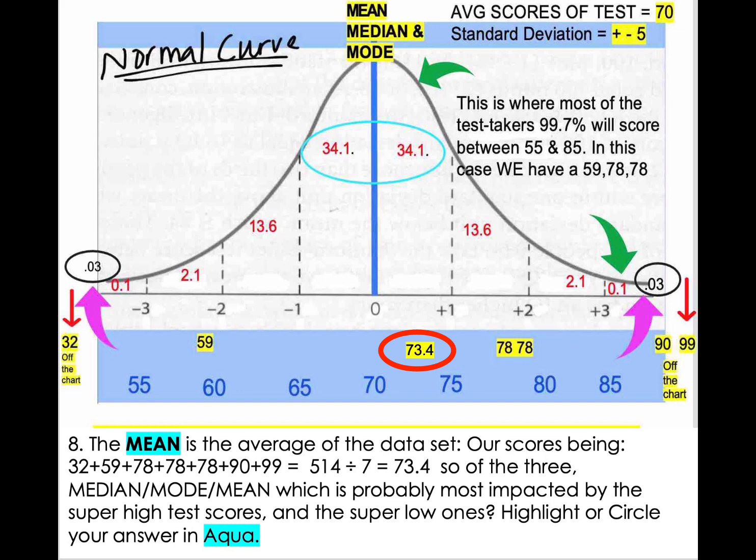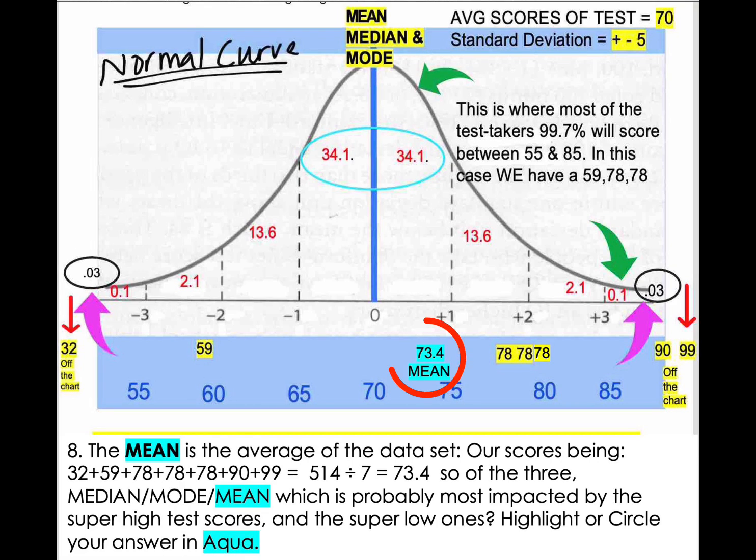So here's the big question. Of those 3 numbers, the median, the mode, and the mean, which is probably most impacted by a super high or a super low test score? I'm really hoping you see that that was the mean. Okay, so we're going to highlight that in aqua.